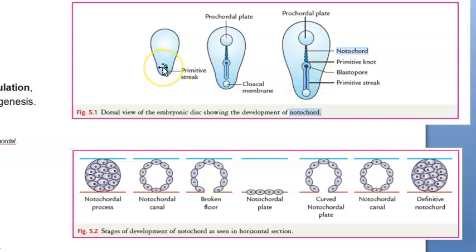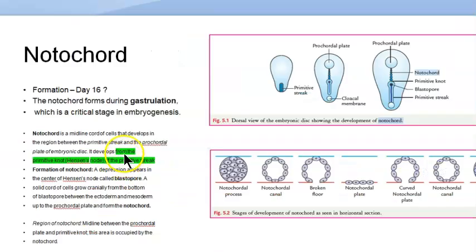From the primitive streak, right, you have something like the notochord. This primitive knot is nothing but the Hensen's node. So you have this notochord that is going like this. So the notochord develops from the primitive knot, that is the Hensen's node of the primitive streak.